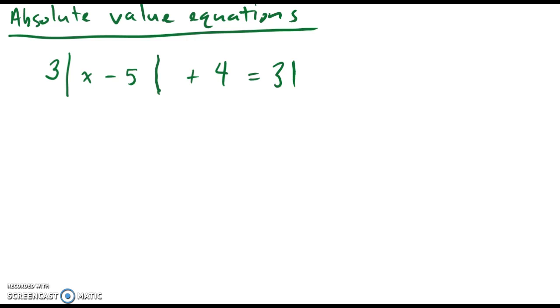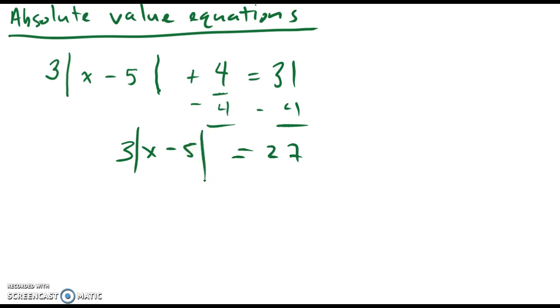So looking at this, we're going to want to start with the 4. Get rid of the 4, we want to make it equal to 0, so we're going to subtract 4, and we get the rest. Okay, again, get rid of everything that's outside of the absolute value sign first, and now we have the 3 that we're going to divide away.